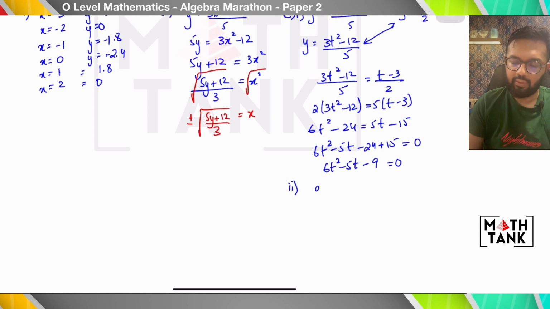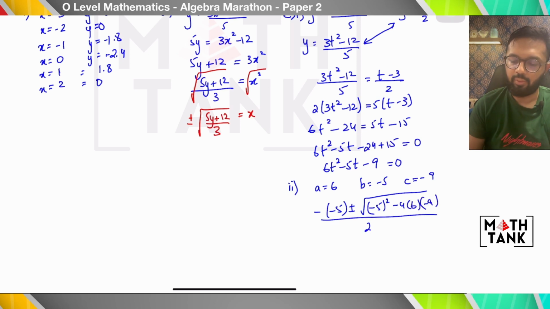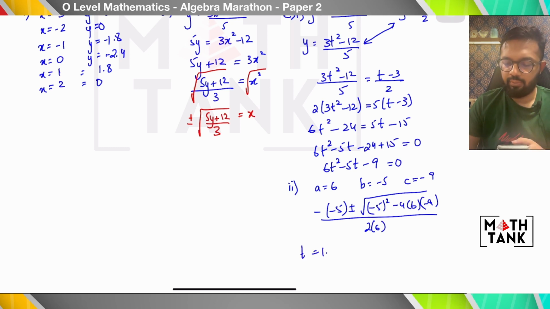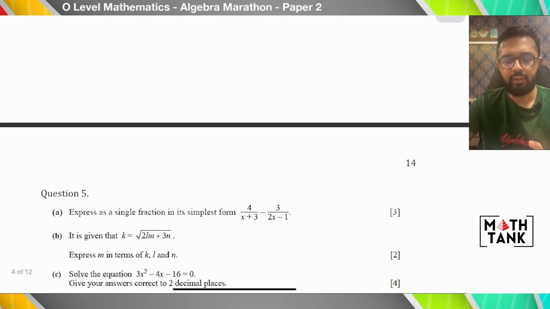So I'm going to again say that this is on quadratic formula. I'm going to use my quadratic formula, minus b plus minus root of b square minus 4ac over 2a, and I'm going to put that on my calculator and work it out. Two significant figures gives me t equals 1.7 and t equals minus 0.88. Let's check if those are the correct answers. Yes, those are the correct answers.